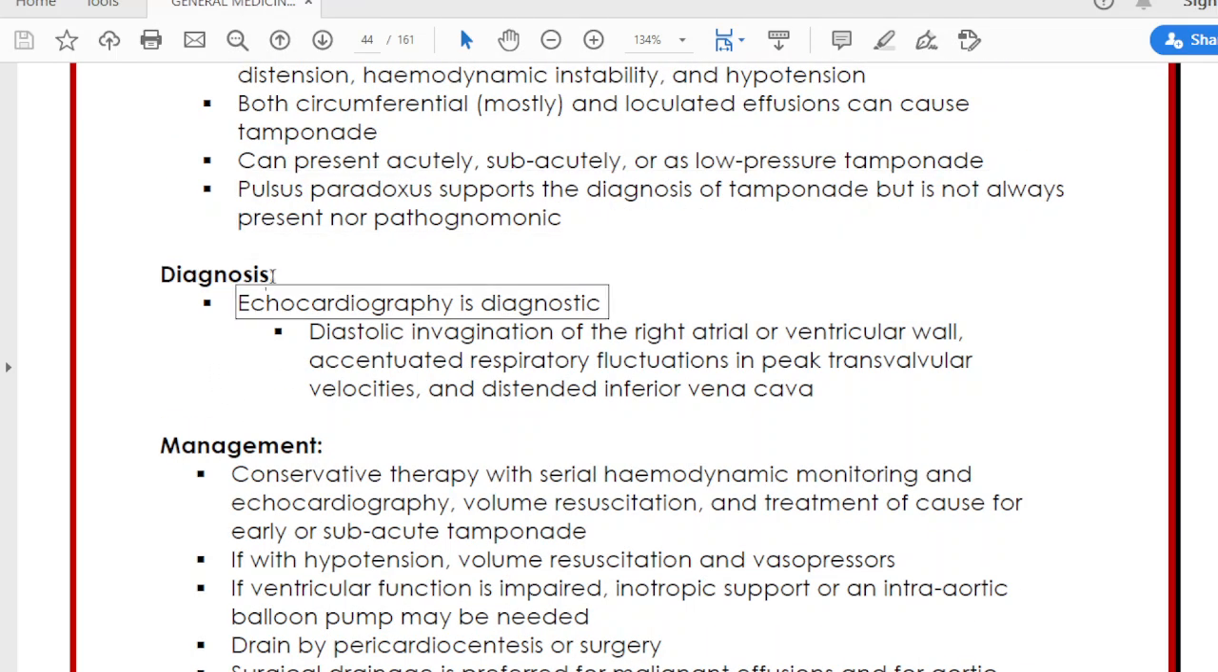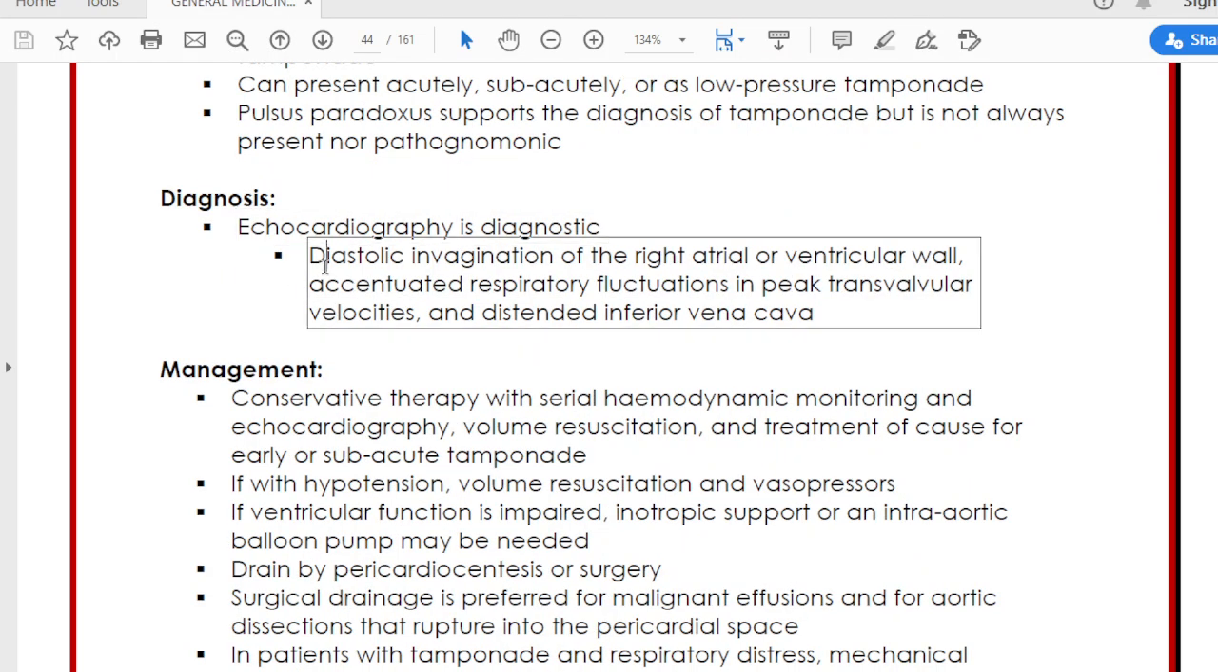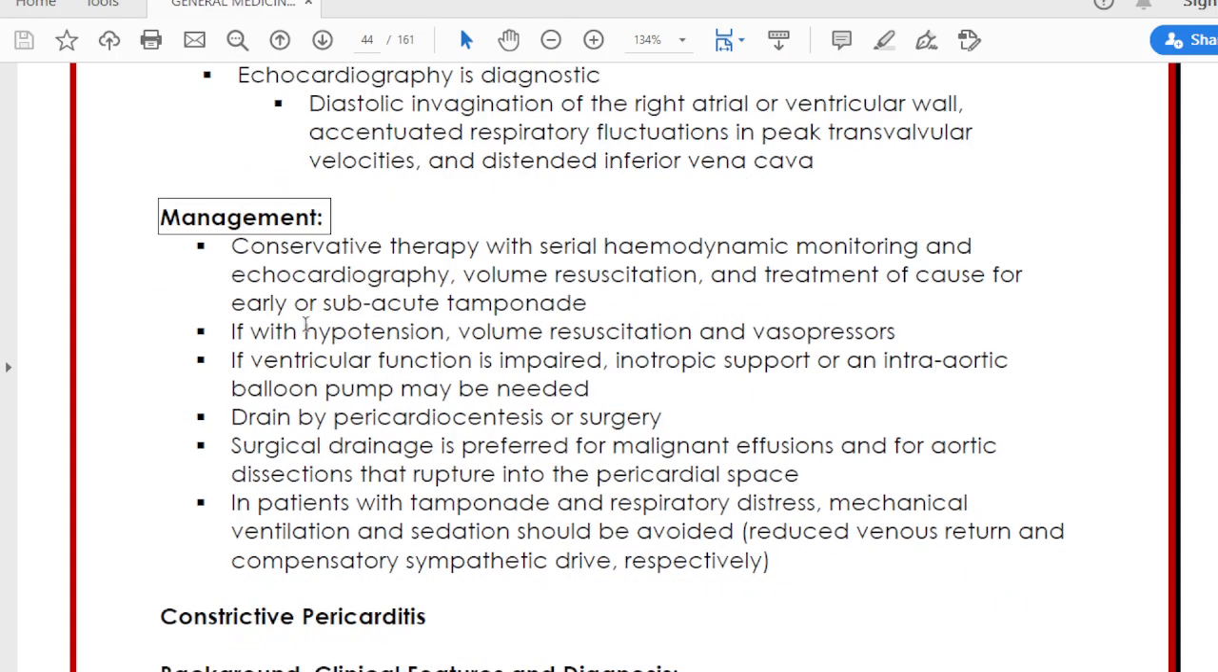Diagnosis. Echocardiography is diagnostic: diastolic invagination of the right atrial or ventricular wall, accentuated respiratory fluctuations in peak transvalvular velocities, and distended inferior vena cava. Management. Conservative therapy with serial hemodynamic monitoring and echocardiography, volume resuscitation, and treatment of cause for early or subacute tamponade. If with hypotension, volume resuscitation and vasopressors. If ventricular function is impaired, inotropic support or an intra-aortic balloon pump may be needed.